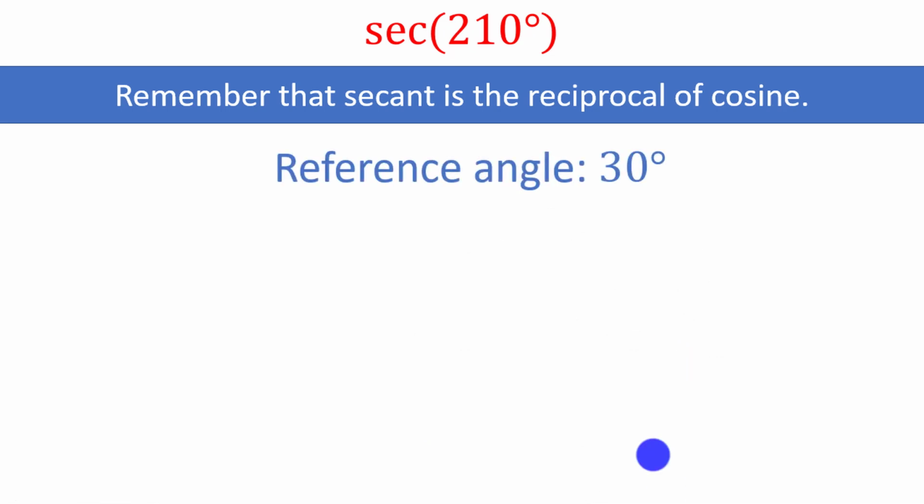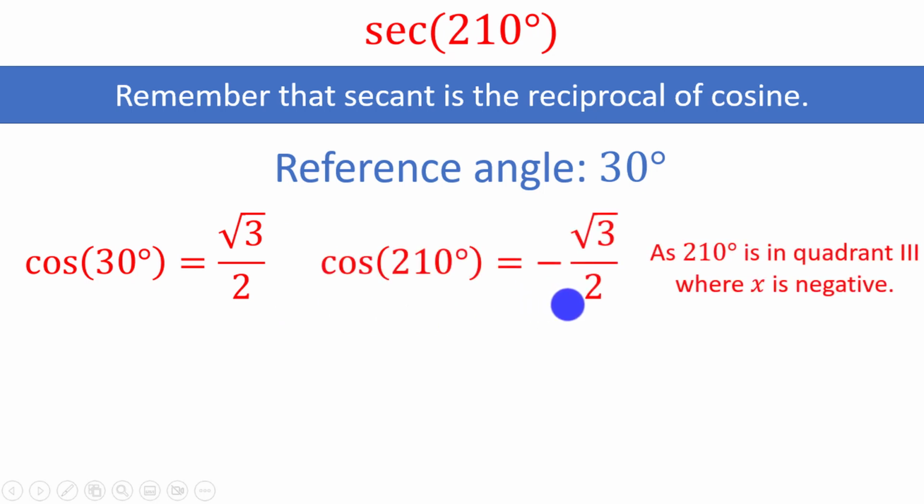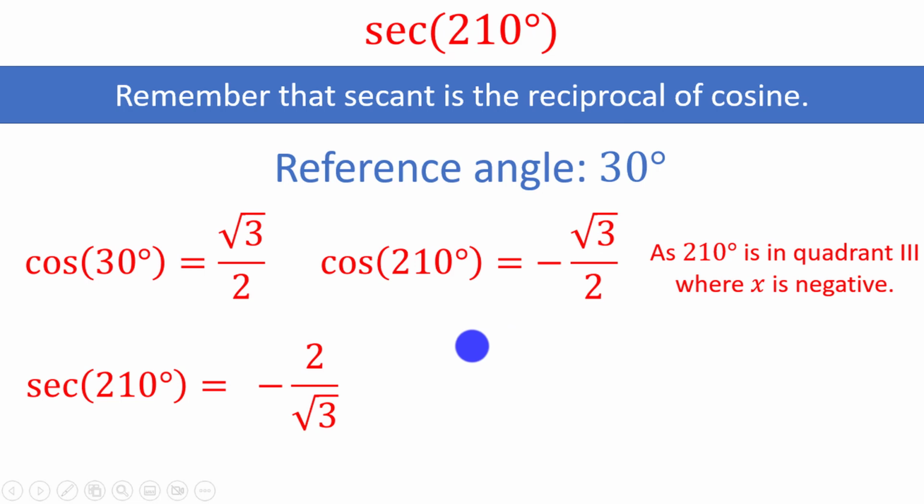We already know that cosine of 30 degrees is square root 3 over 2. That is one of our commonly known angles that you should have memorized. Cosine of 210 degrees is going to be negative square root 3 over 2, because 210 degrees is in quadrant 3, where x is negative. That means secant of 210 degrees will be the reciprocal, negative 2 over the square root of 3.